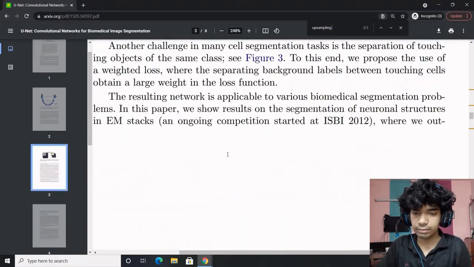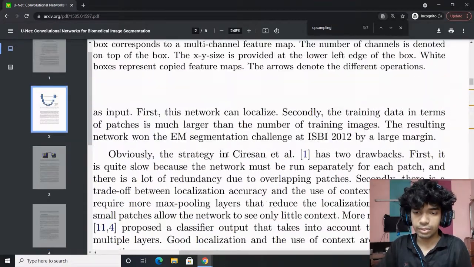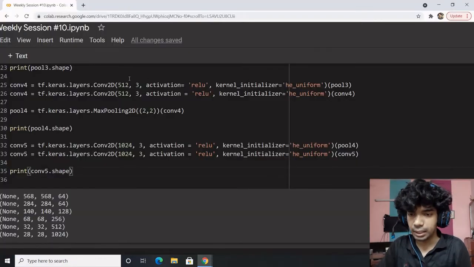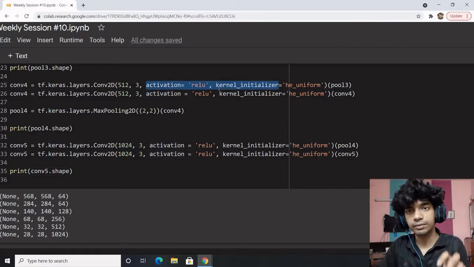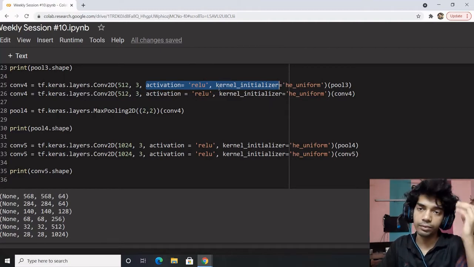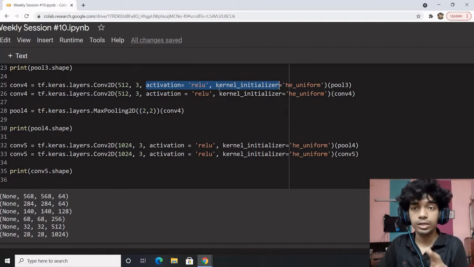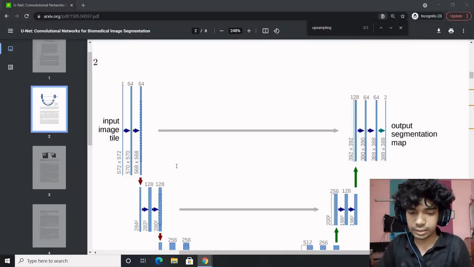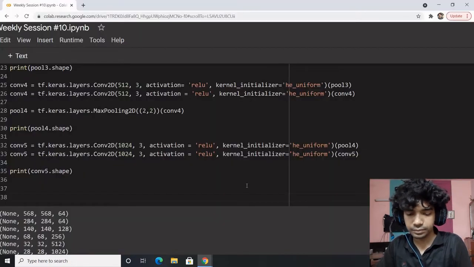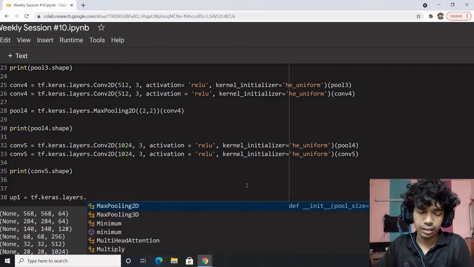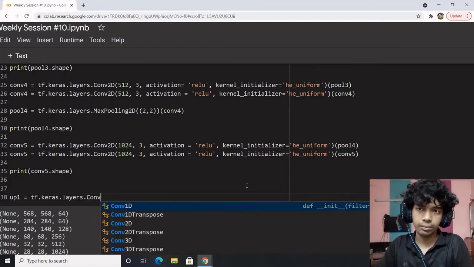And I've seen many implementations which use padding equal to same. Do not do that. It is specifically mentioned that these are unpadded convolutions. If it is an unpadded convolution, you need not do padding equal to same. These are just a few words of caution. Now we have up convolution 2D. So it would be up1, tf.keras.layers upsampling followed by a convolution.